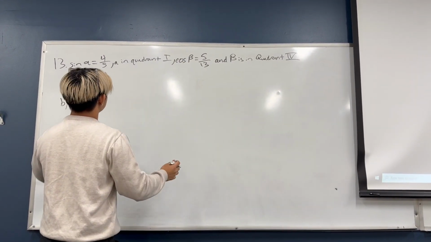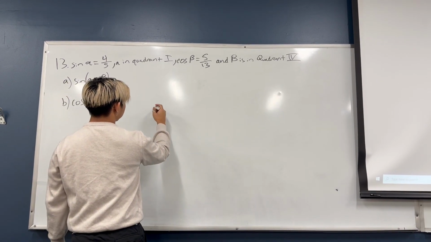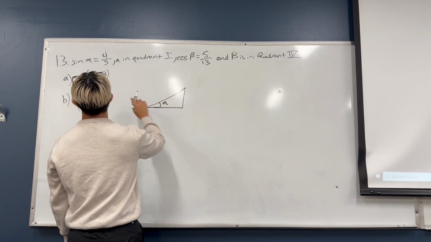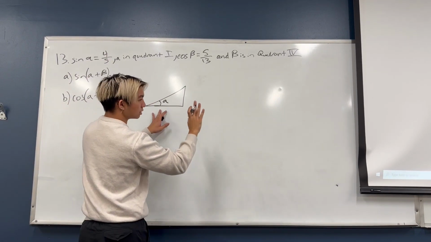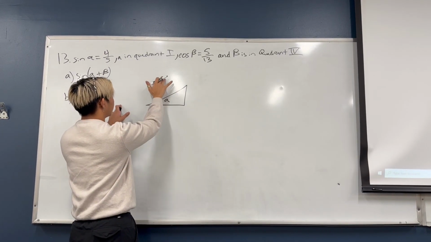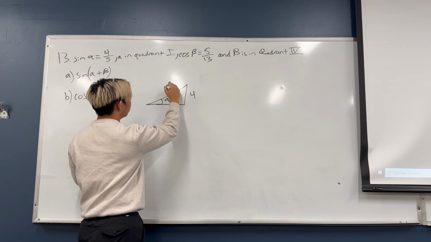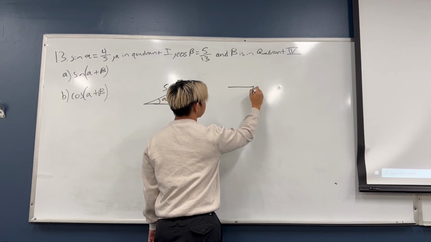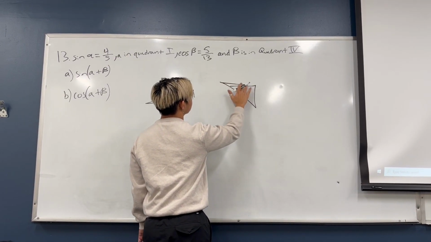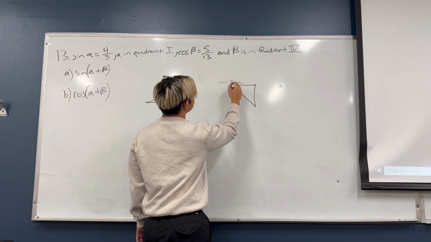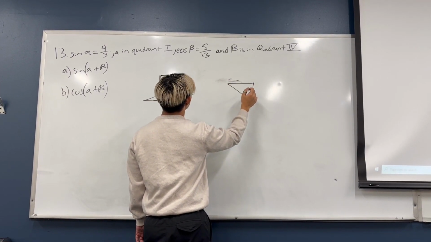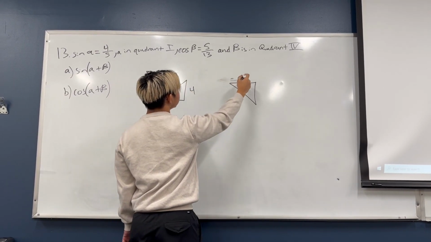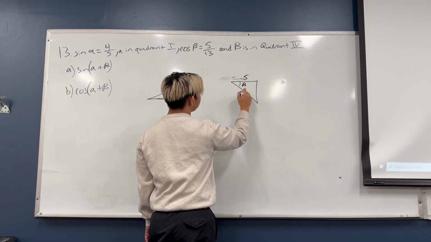So if I draw the first triangle, I'm doing alpha, so quadrant 1. The triangle looks something like this. So this is A, and we have 4 over 5. Remember sine is opposite over hypotenuse, so this is 4 over 5. And then our second triangle is in quadrant 4, so it's going to look like this. So this is beta, and we're given cosine is equal to 5 over 13.